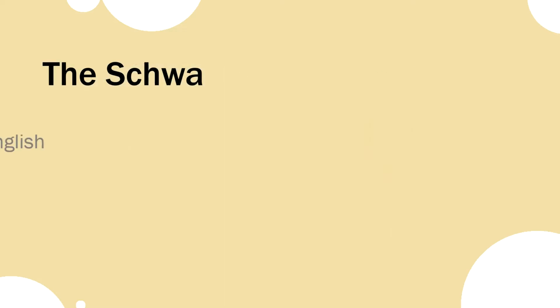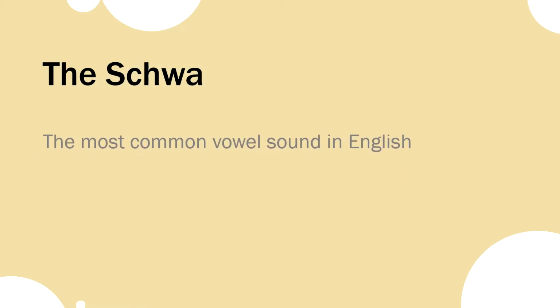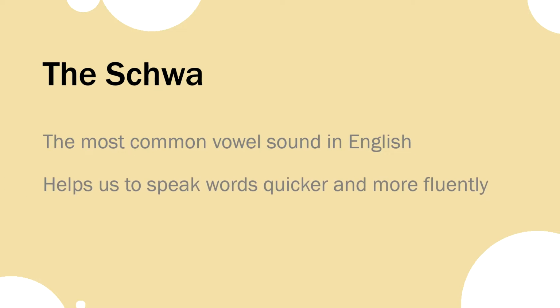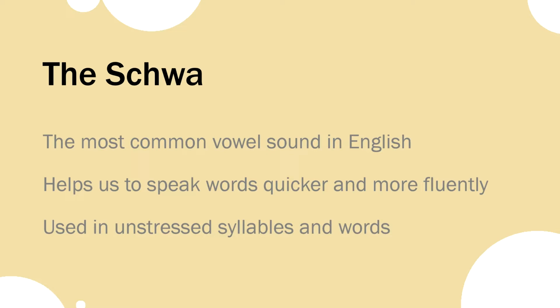As you should remember from last time, the schwa is the most common vowel sound in English. It helps us to speak words quicker and more fluently, and the schwa is used in unstressed syllables. Today we're going to see how the schwa is used in words in longer sentences.